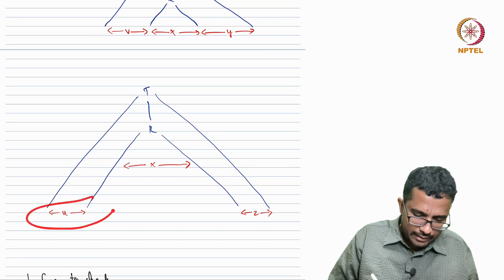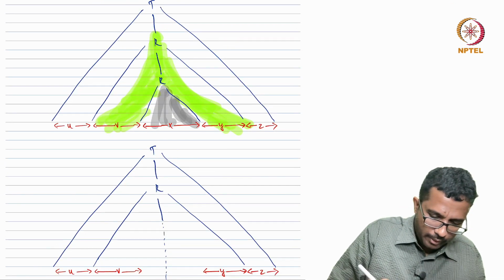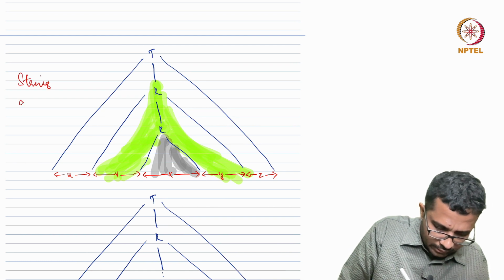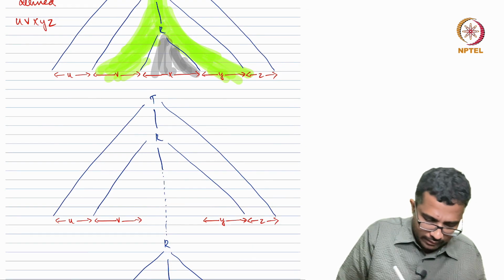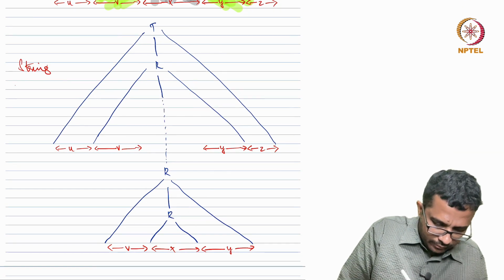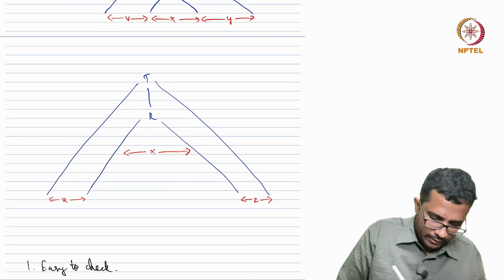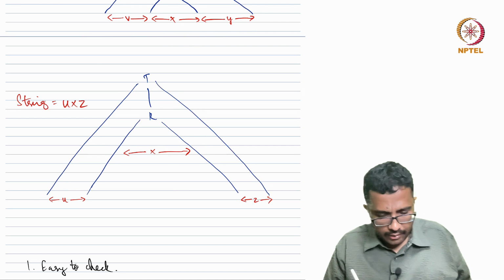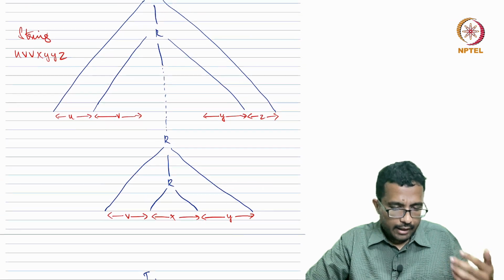So in this case, the entire string is u x z, right? Maybe I'll just write down here. The string derived is u v x y z. Here the string is u v v x y y z. So this is part of the same tree. Here the string is u x z. So now you can see that I can repeat v and y as many times as I want.